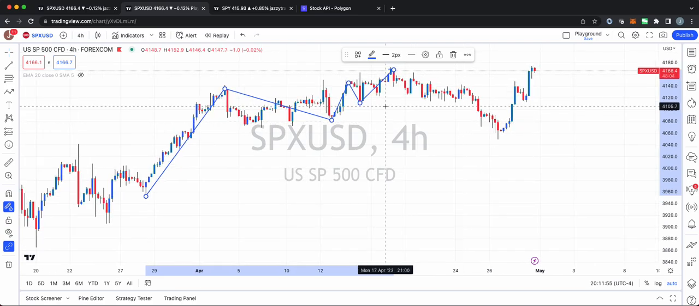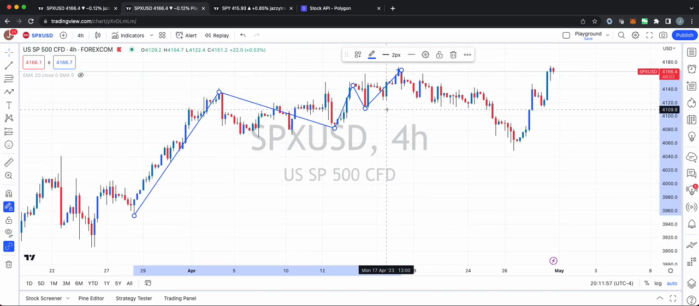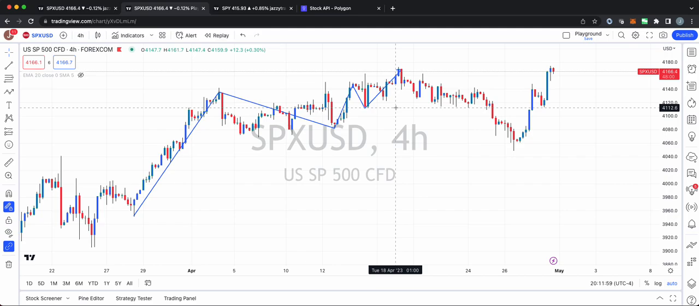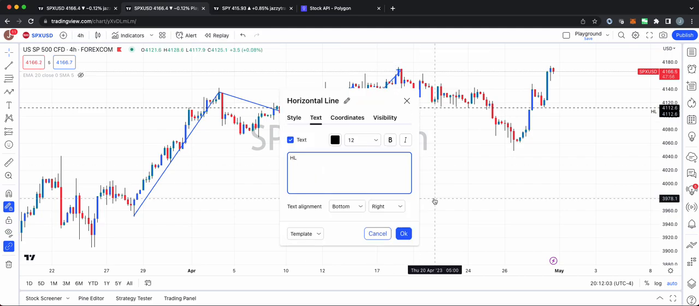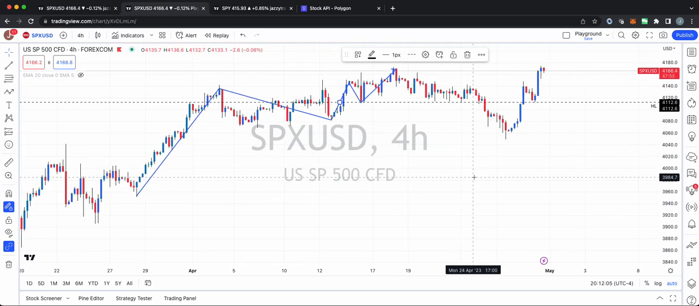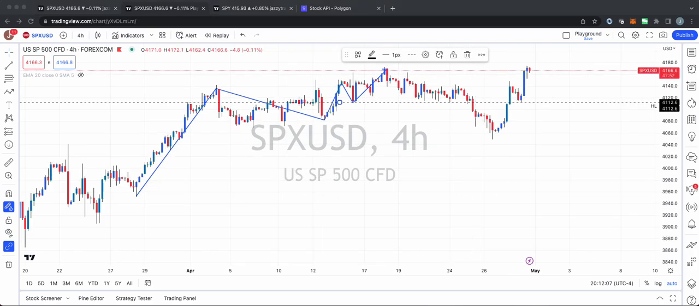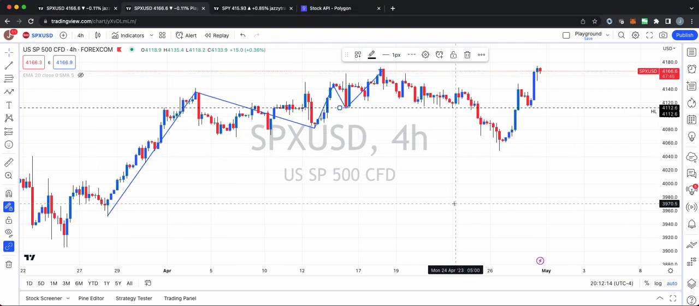Now, what is your previous higher low? Let's put a line there so people can understand. I'm gonna put a line over here. Higher low on the 4 hour, okay? Now on April 25th, Tuesday, we actually, the 4 hour closed below this higher low, okay?